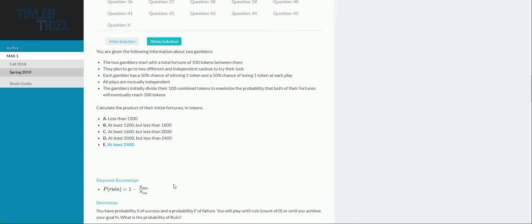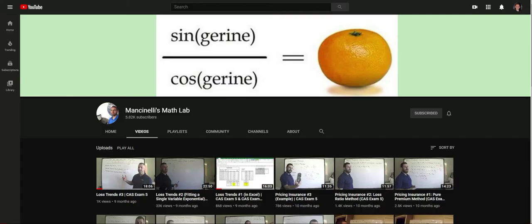However, I wanted to dig into where this equation comes from and really the more generic case, when it isn't a 50-50 game, it's an unfair game. And that really stems from when I was studying for FM.